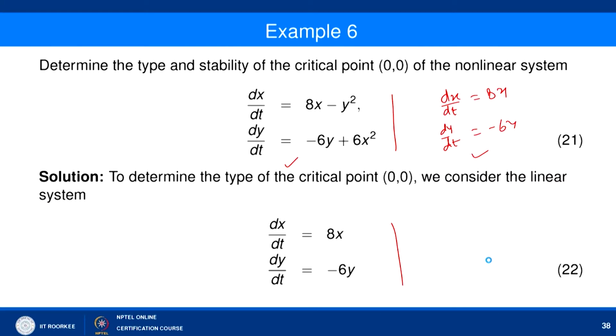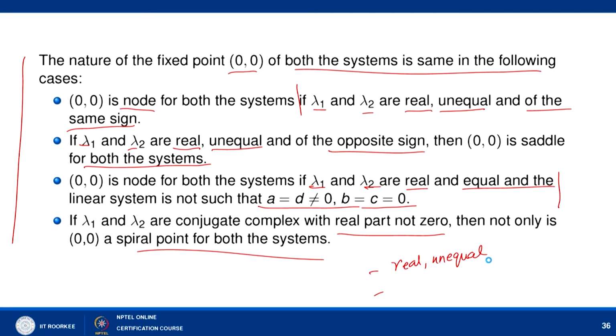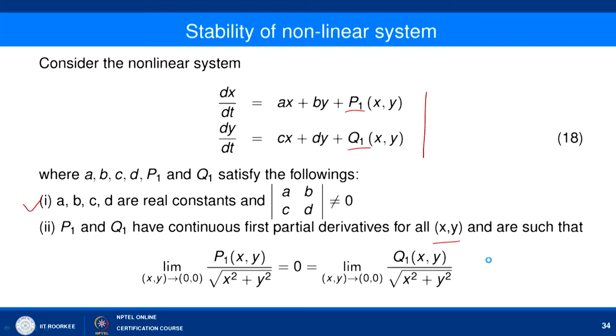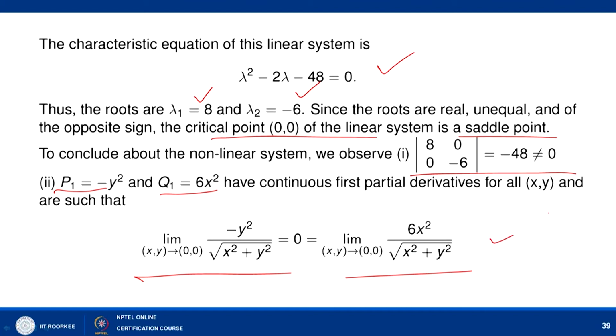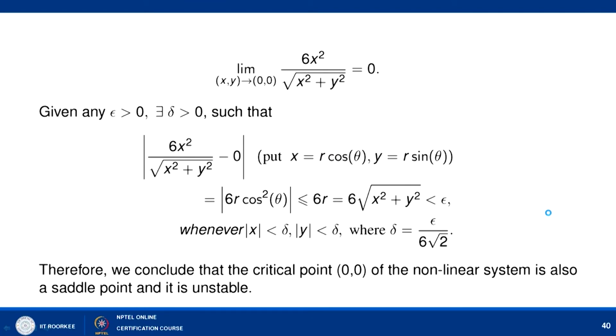So, here we have assumed that the weakly nonlinear system satisfies these conditions: first, A, B, C, D are real constants and the determinant is non-zero; second, P1 and Q1 have continuous first order partial derivatives with the limit condition. Here we have seen that in the example it satisfies all the conditions listed. So, it means that the behavior of the critical point (0,0) will correspond. We have already seen that (0,0) for the linear system is a saddle point. So, for the nonlinear system also (0,0) is a saddle point.